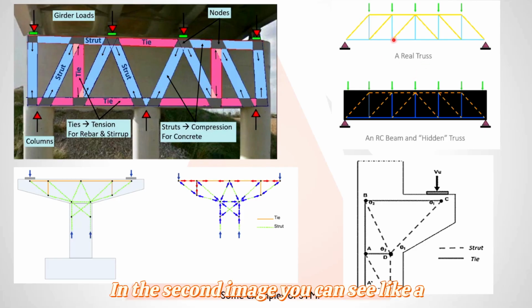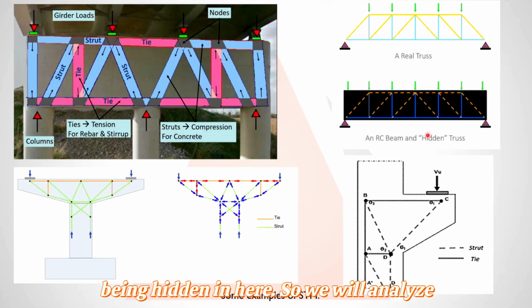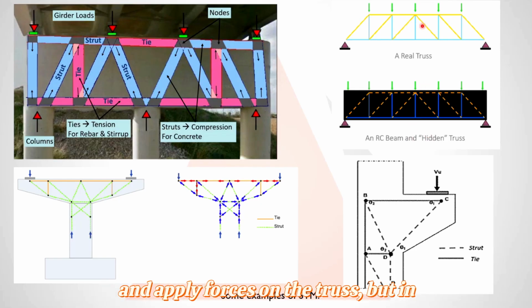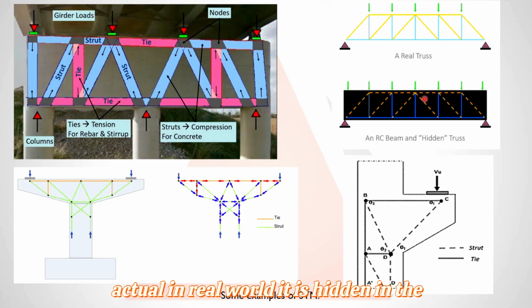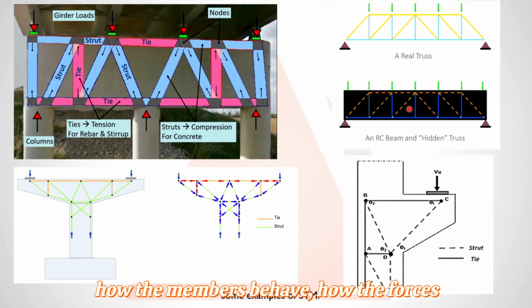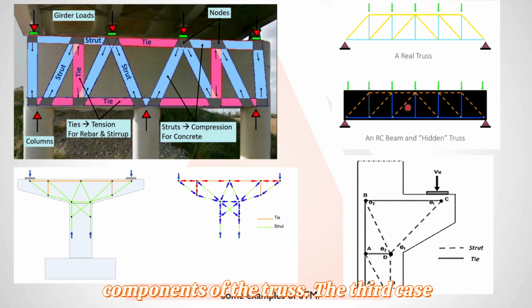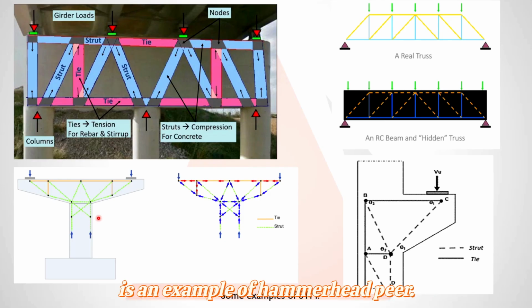In the second image, you can see a basic RC beam, and the real truss is hidden in it. So we will analyze and apply forces on the truss, but in the real world it is hidden in the RC member, and we will see how the members behave, how the forces come into the components of the truss. The third case is an example of a hammerhead pier cap.